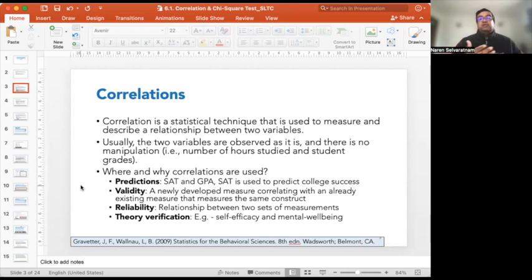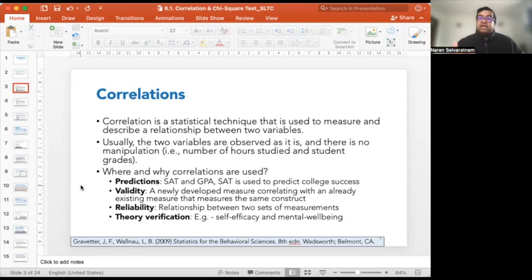Now, I went through Gravetter and Wallnau, Statistics for the Behavioral Sciences, the 8th edition. It's a bit of an older edition. I used that in my undergraduate studies as well. This is something that you can go through as well. You can purchase this book. It's an excellent book to understand, step by step, how to do statistical analysis.